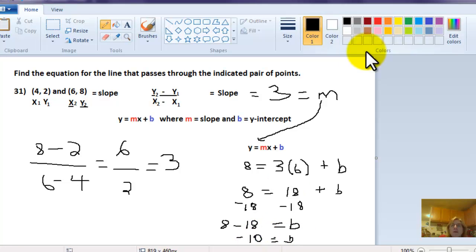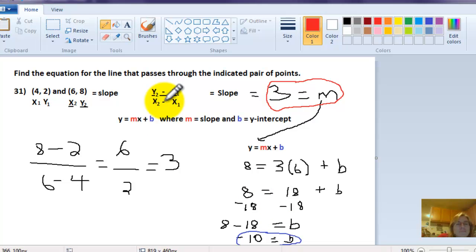Now we have a b, and whoops, I used this color for b. Here's our b, and we have an m right here. So we can plug in 3 for m, negative 10 for b, and we have an equation for a line. So let me write that here. Don't put the points in. You don't have to fill in the y and the x for just making an equation. All you have to fill in is the m and the b.